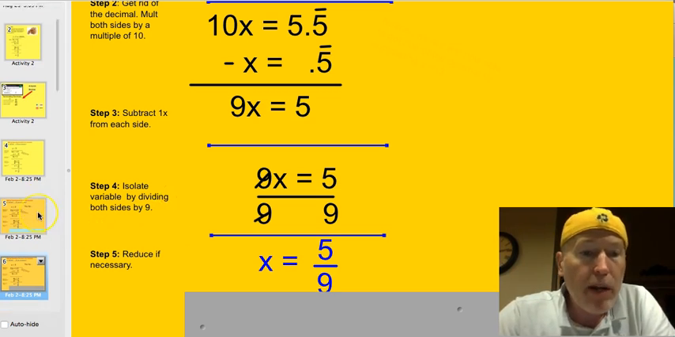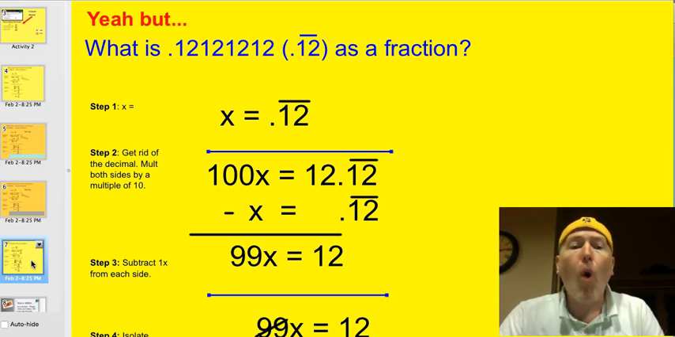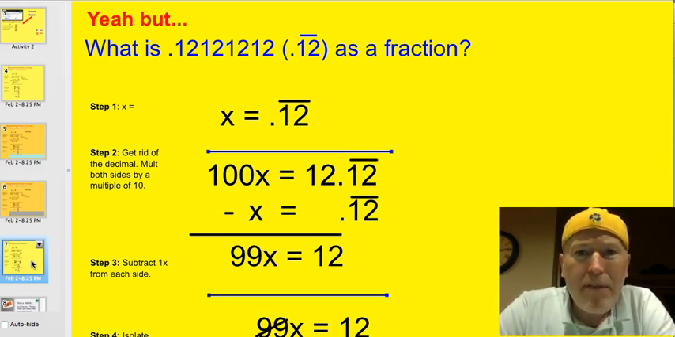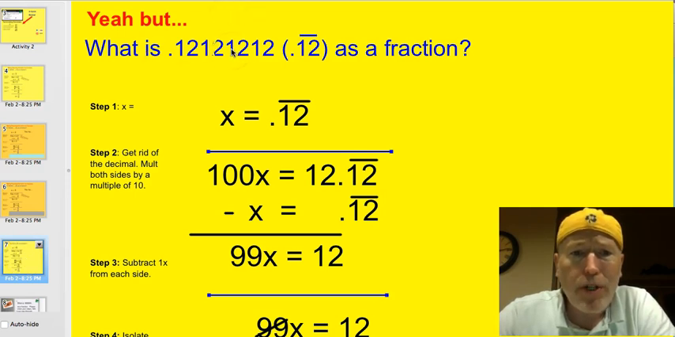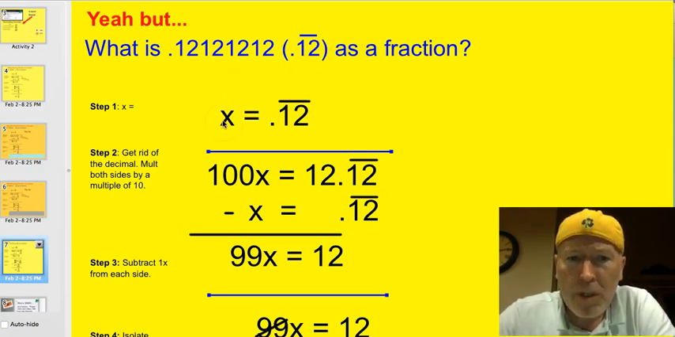All right, I think you're ready for the, oh, there's a yeah but. There's always a yeah but. What if there's more than one digit that repeats? Look at this, 0.121212 or 0.12 repeating as a fraction. We can still follow these same steps. We set x is equal to 0.12 repeating. This time we're going to multiply by 100.